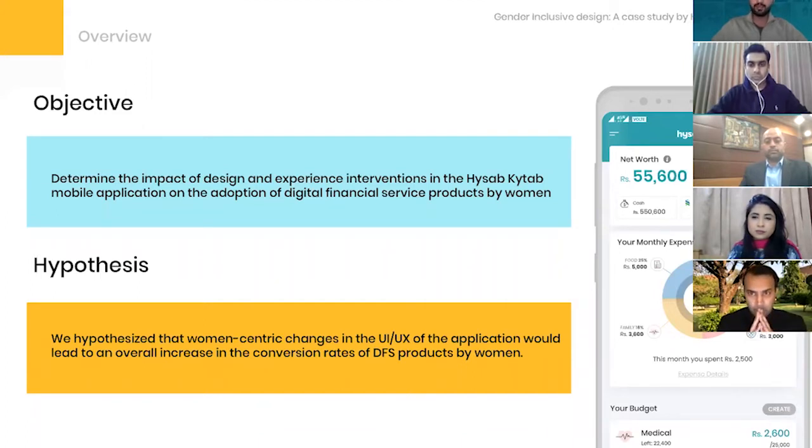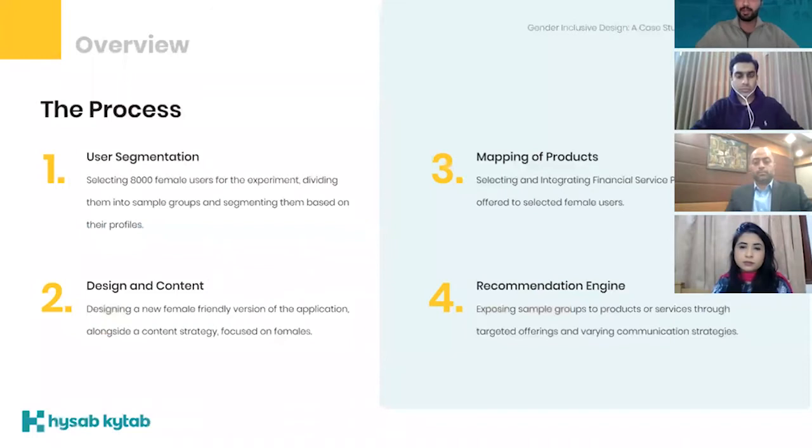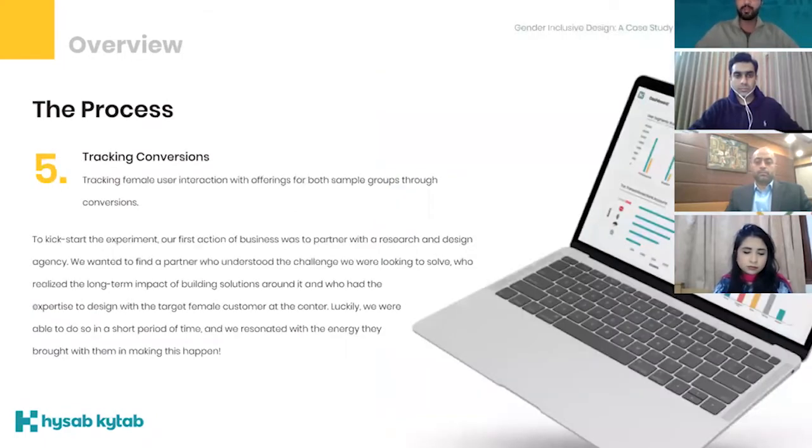So, given this experiment, how we conducted it, we segmented our users. We took 8,000 female users for the experiment, who were active users on our mobile application, and we completely revamped the design of our application by introducing a more female-friendly version, and conjoined that with a content strategy that was more palatable to women, based on our hypothesis. We also integrated some digital financial service products, recommended those products to female users, and tried to understand what the impact was.